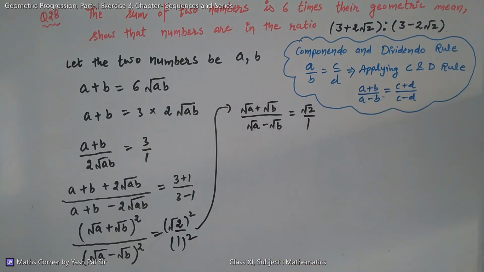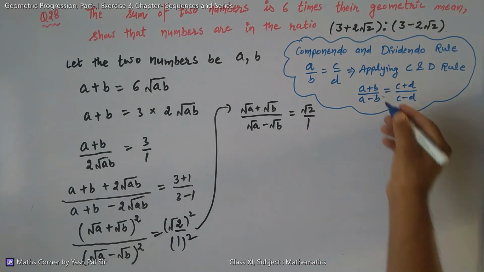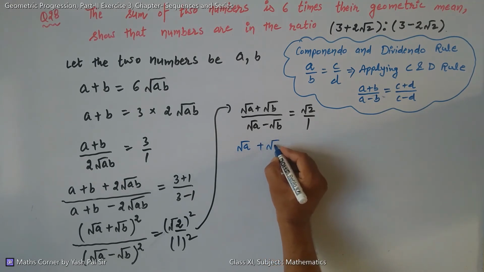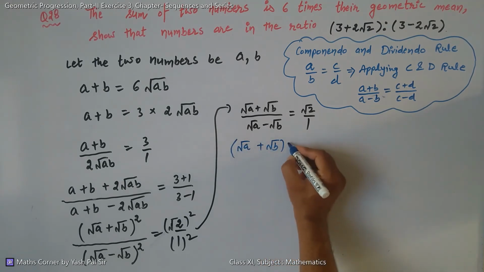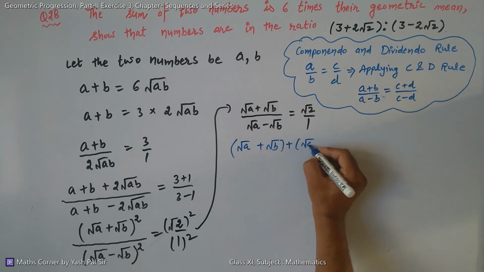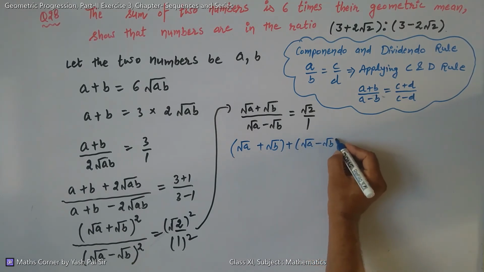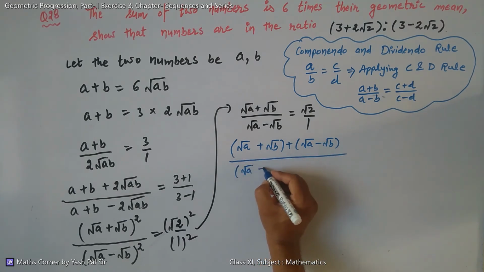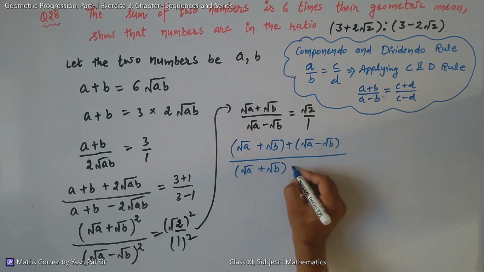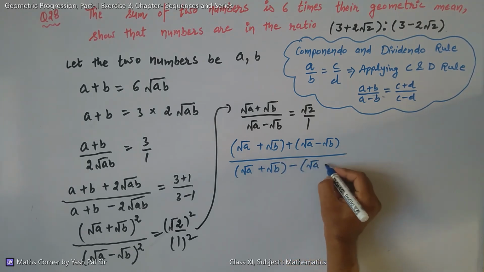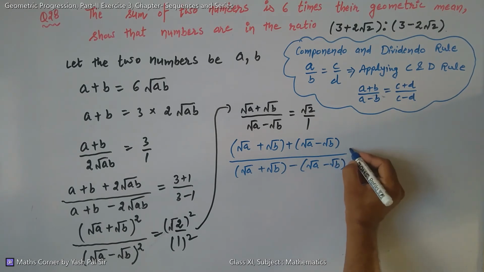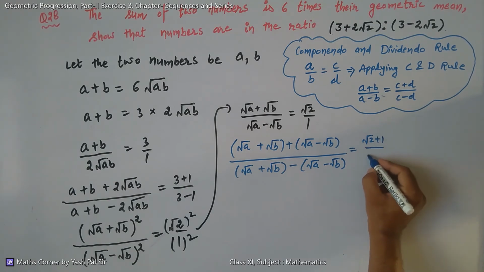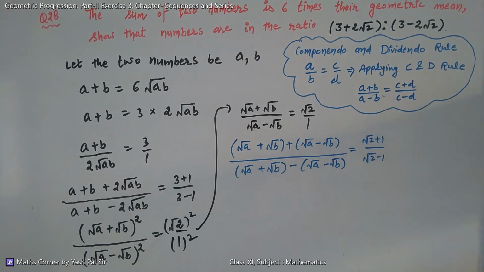So this becomes now, after applying the componendo and dividendo rule, square root of a plus square root of b, this is numerator, plus denominator square root of a minus square root of b. In the denominator also, square root of a plus square root of b minus square root of a minus square root of b. Right hand side also we write square root 2 plus 1 divided by square root 2 minus 1.